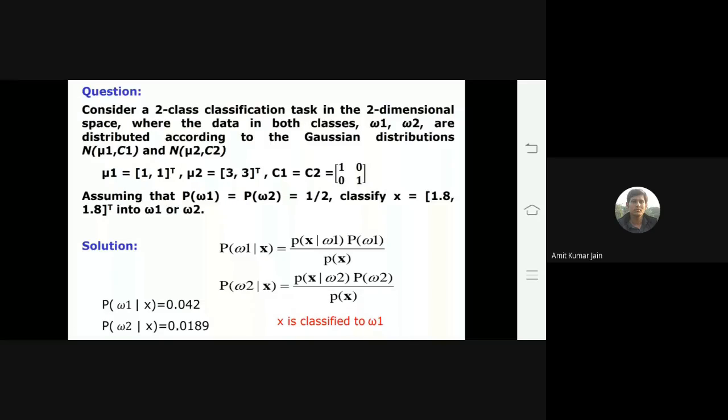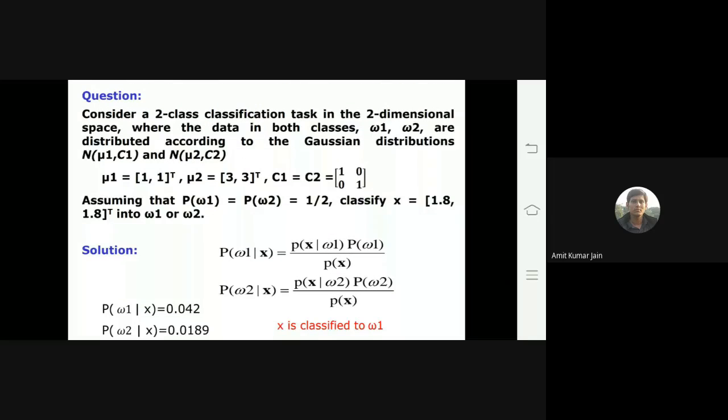And if you can see here, it's a two-class classification problem. I told you already that you will have two different means and two different covariance matrices for two different classes. But here you can see the covariance matrix is the same for both the classes. It is possible. Mu1 and mu2 are different here. So for both the classes it is given: mu1, mu2, c1, c2.